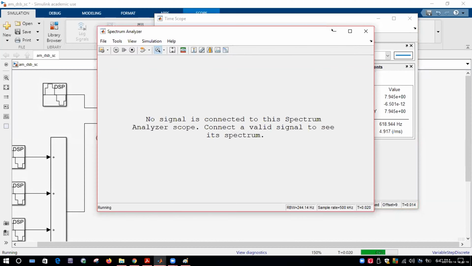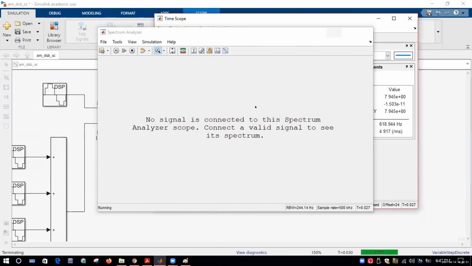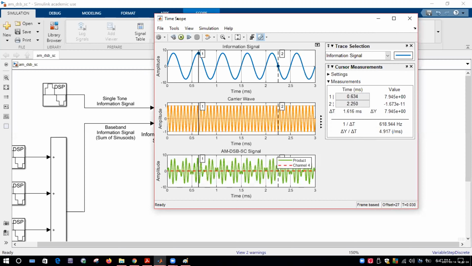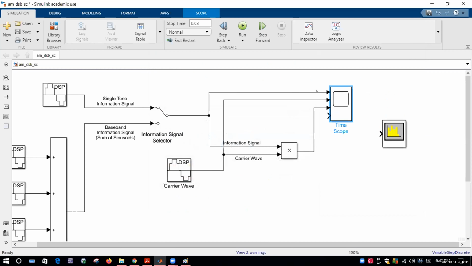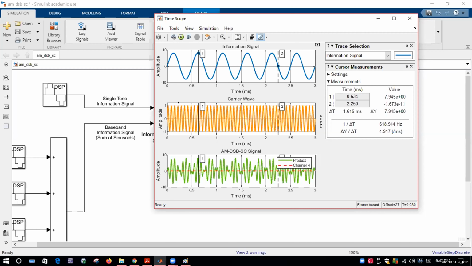We didn't connect the frequency spectrum. Just a minute. Do you see time scope? The time scope is basically an oscilloscope that will show you three signals: the information signal, the carrier signal, and the output signal, because we connected three inputs, right? That's why you are seeing three signals here. But you can only find the amplitude and the time. You cannot find the frequency here.